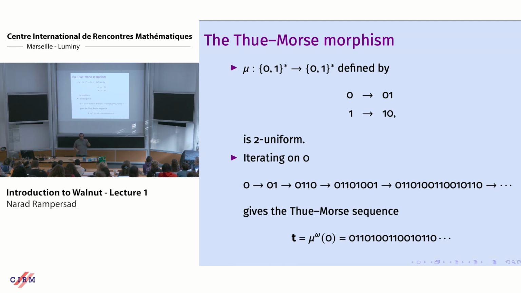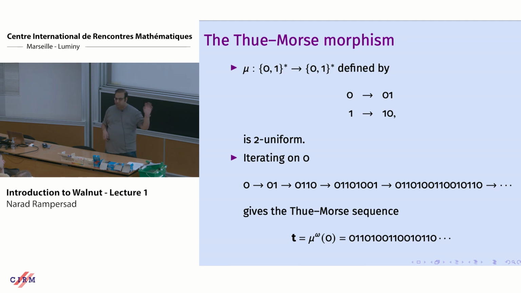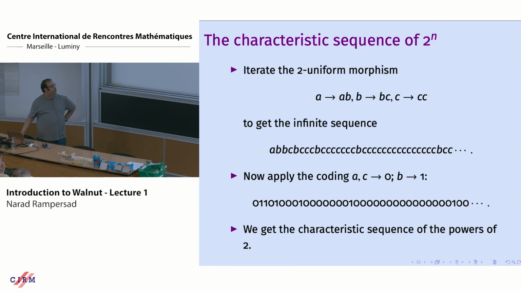And now if I start with a 0, and I just start applying the map iteratively, 0 maps to 0,1. Then I apply the map again: 0,1 maps to 0,1,1,0. And then 0,1,1,0 maps to 0,1,1,0,1,0,0,1. And so on, and I keep iterating. And I notice that every word is a prefix of the next word. So in the limit, I get some infinite word. And that infinite word is the Thue-Morse sequence. Well, I haven't actually explained why it is the same Thue-Morse sequence that we saw before.